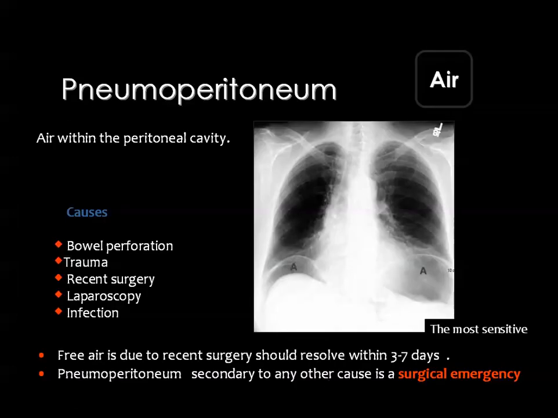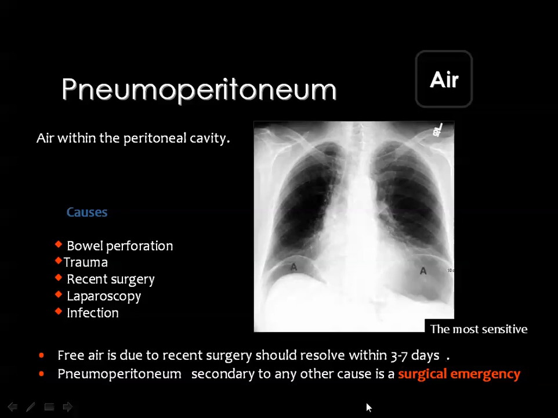Then pneumoperitoneum, meaning that there is air inside the peritoneal cavity. And the two most common causes by far for pneumoperitoneum are recent surgery and perforated viscus. And you know that pneumoperitoneum after surgery will resolve in about 3 to 7 days after abdominal surgery.